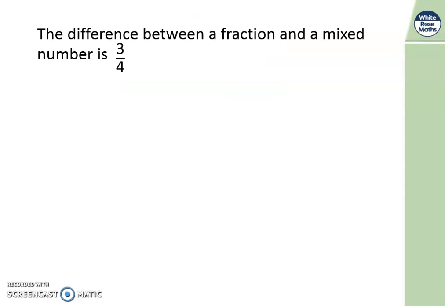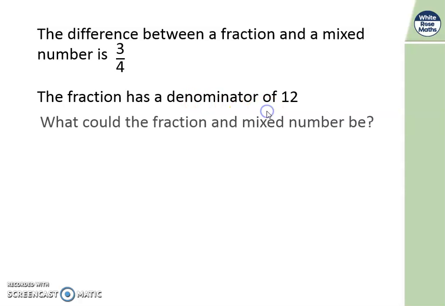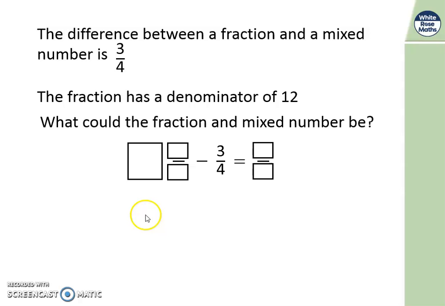One more question. It's a bit of a different one. The difference between a fraction and a mixed number is 3/4. The fraction has a denominator of 12. What could the fraction be and what could the mixed number be if the difference between them is 3/4? Here is how we'd record that. Like this: the mixed number, subtract 3/4, leaves me with a fraction. That means a proper fraction, not an improper fraction.